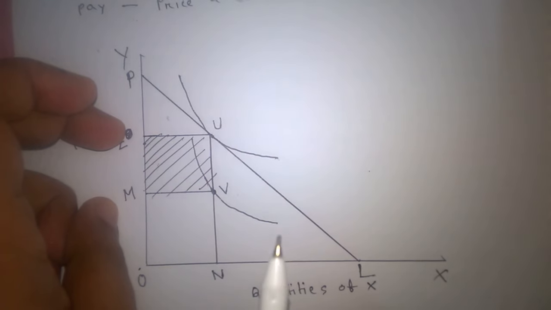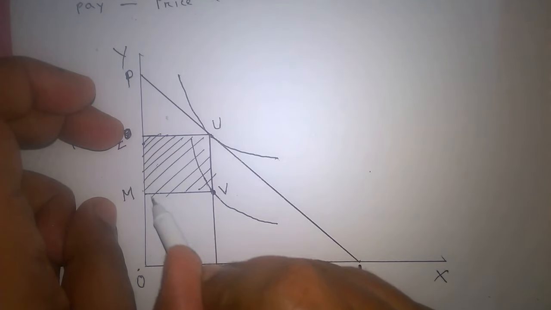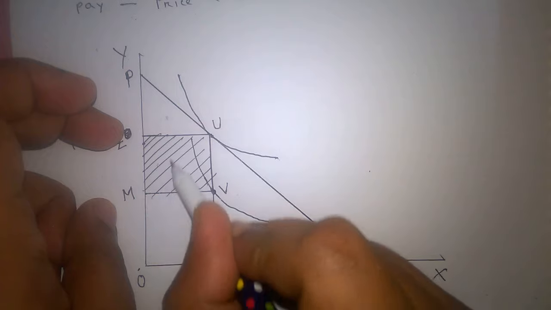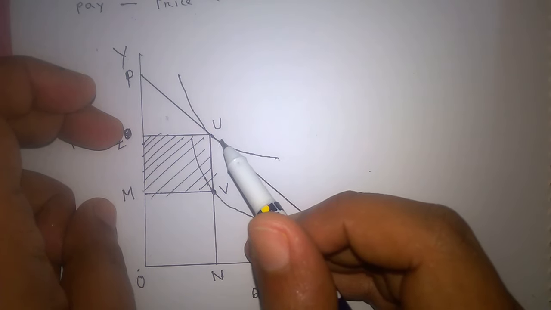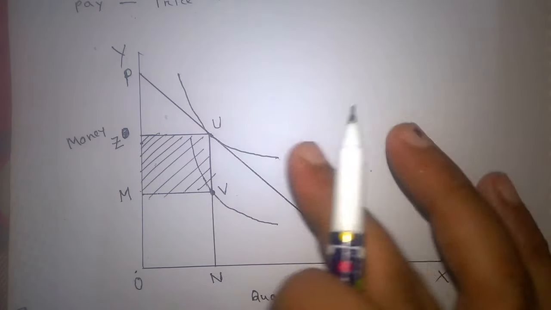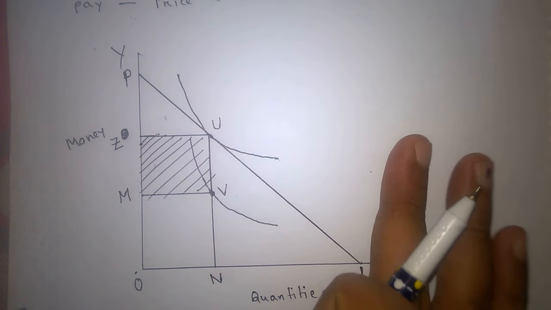So this area is your consumer surplus, which means you can use this extra or excess amount to purchase other goods. So that's how consumer surplus can be shown using the indifference curve approach.